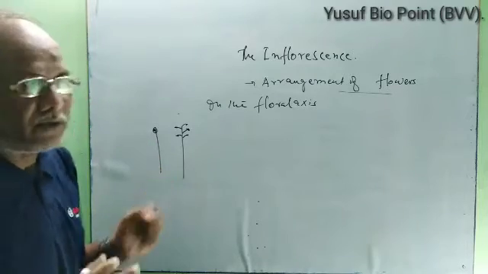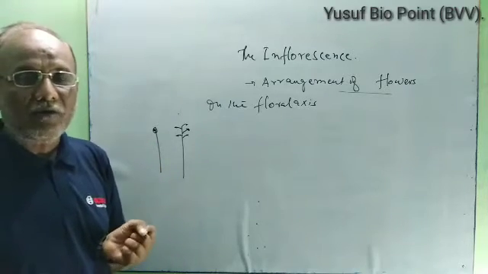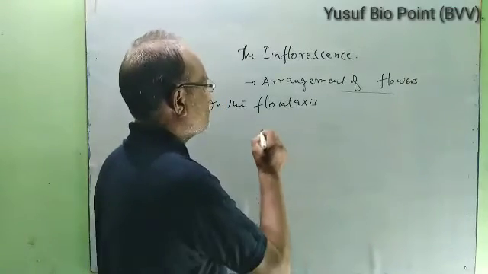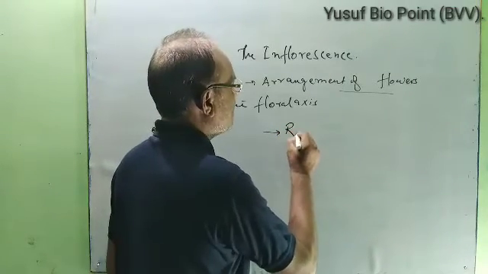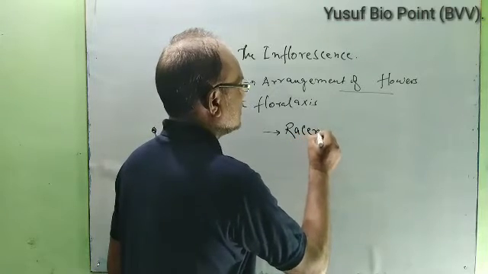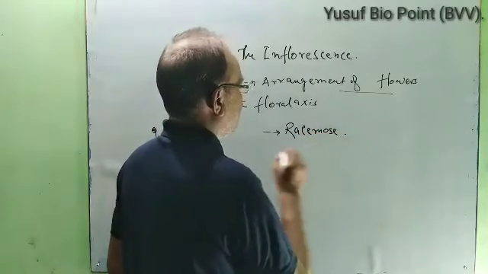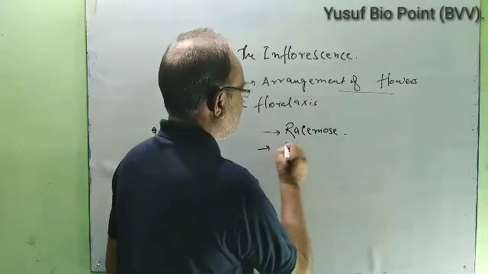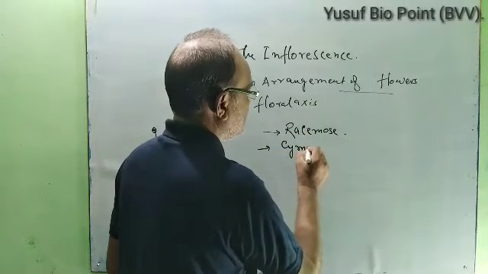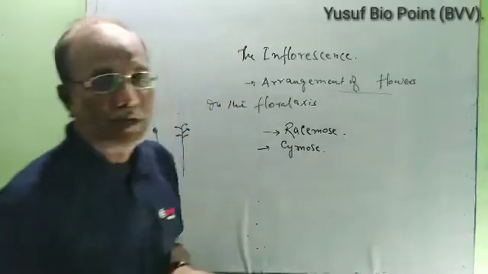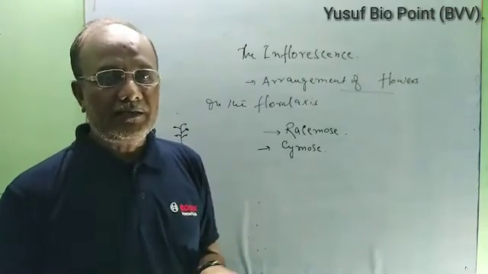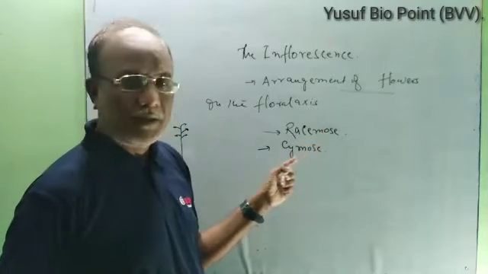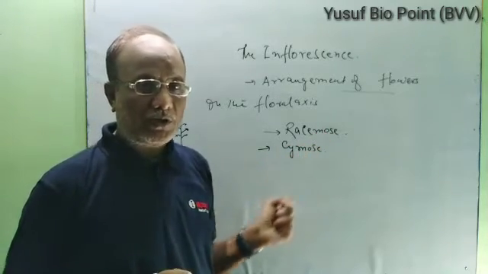On that basis, where the flowers bloom, we divide the inflorescence in two types. One is racemose and the second one is cymose. One is racemose, next one is cymose.